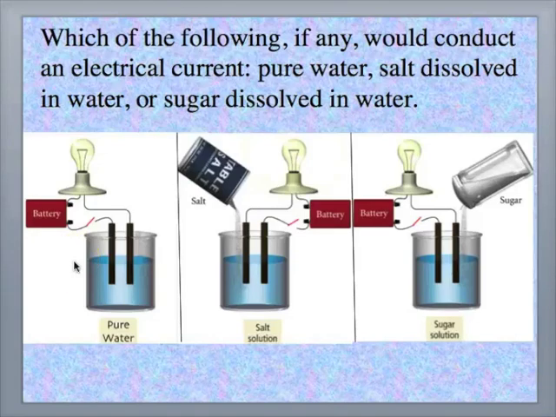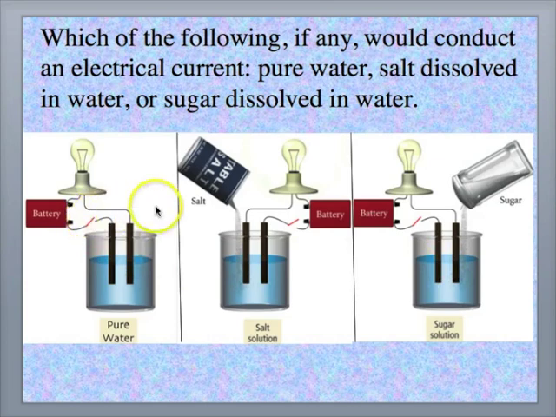The remainder of this chapter deals with types of reactions. And the first type we'll be dealing with has to do with reactions in solution. Let's consider this apparatus where we have electrodes dipped into water, a salt solution, and a sugar solution.